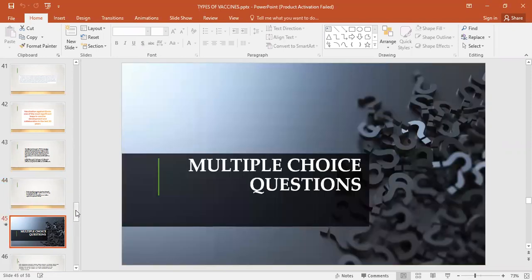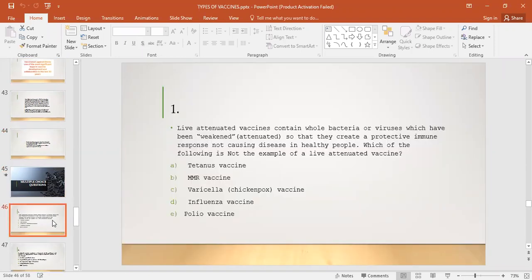Now it's time for the multiple choice questions. Live attenuated vaccines contain whole bacteria or viruses which have been weakened so that they create a protective immune response, not causing disease in healthy people. Which of the following is not an example of a live attenuated vaccine? Tetanus vaccine, MMR vaccine, varicella vaccine, influenza vaccine, or polio vaccine? A. A is the right answer, tetanus vaccine.